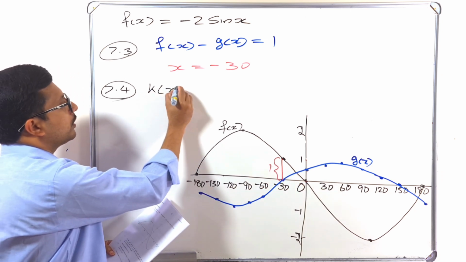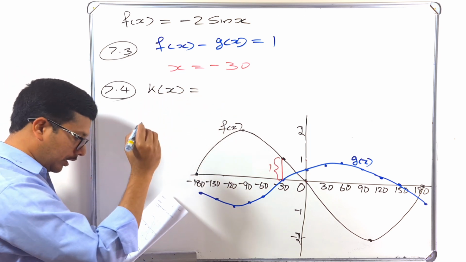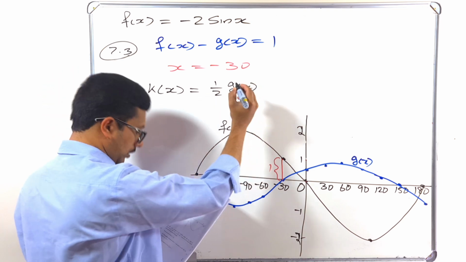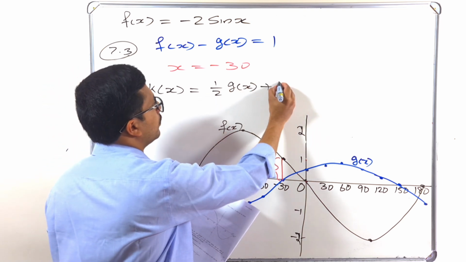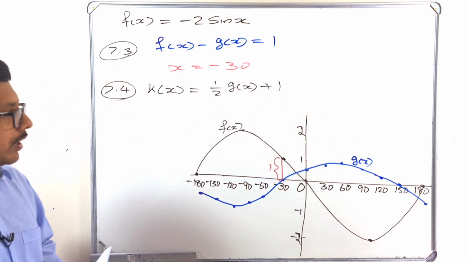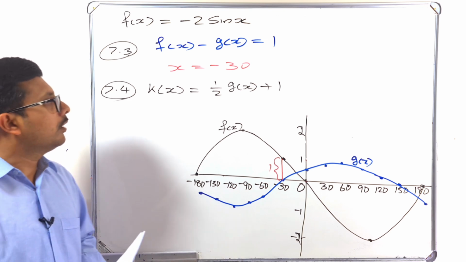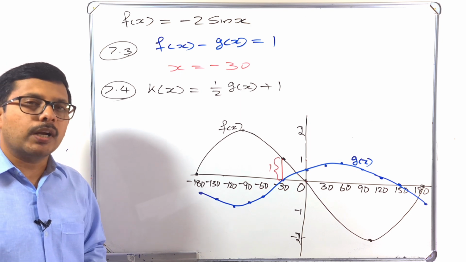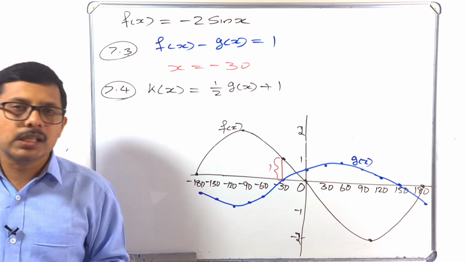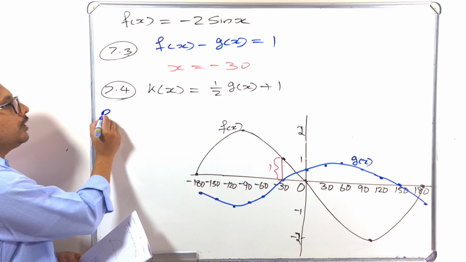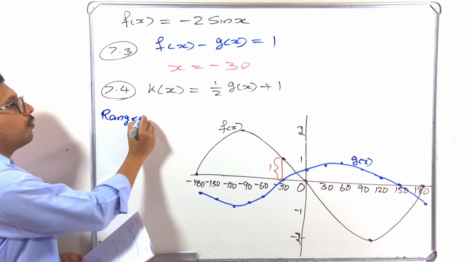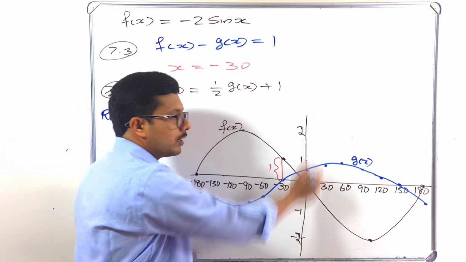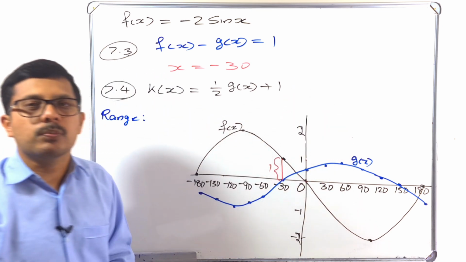It is given that k of x is half g of x plus 1. So you have to find the range of k of x. That is the question. Now, what is the meaning of a range? What is the meaning of a range, guys? Range means possible y values. Am I right? Range means possible y values.